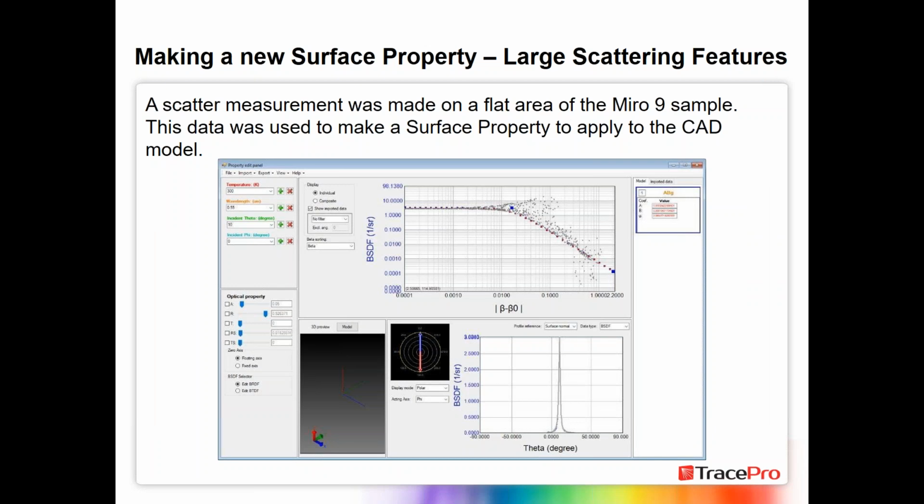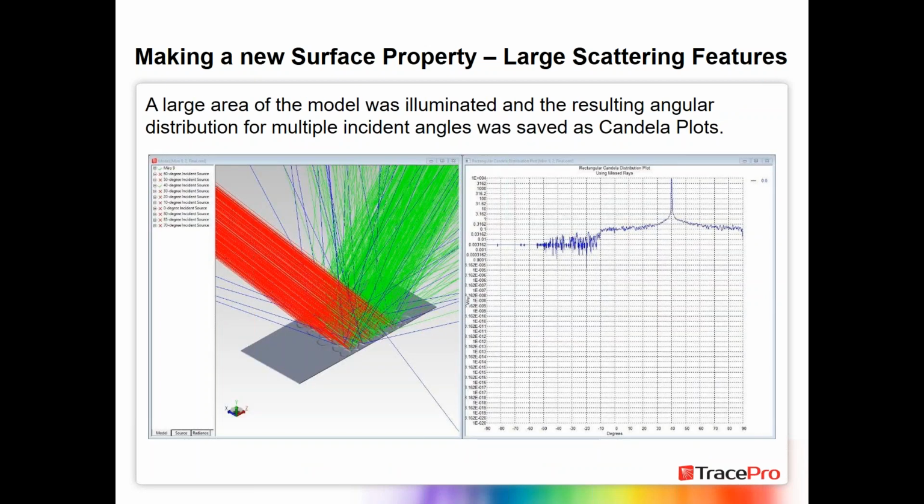But now we apply it to our 3D CAD model where we have the dimples and we've physically modeled the texture. And then we illuminate a large area in TracePro. So here's the advantage. We can set our beam to really any size we want. I'm not limited to a fraction of a millimeter from a laser source. I can illuminate a very large area of this sample, and then I can look at the candela plot.